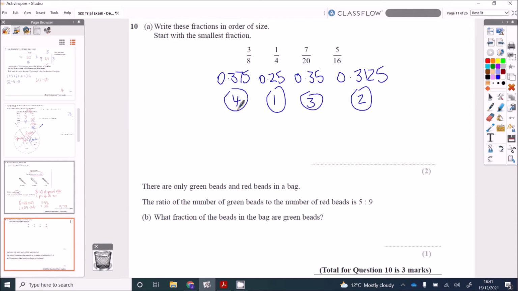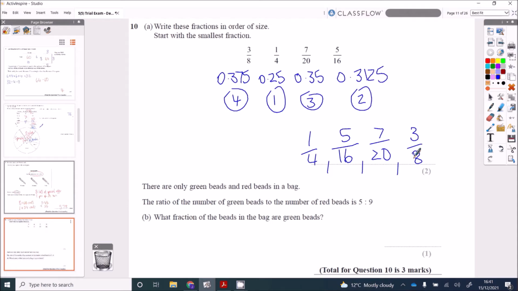So use that ordering to place the fractions in order, smallest first. So a quarter is the smallest, then the second smallest, which is 5/16, and the third smallest, which is 7/20, and then the fourth smallest, which is 3/8.